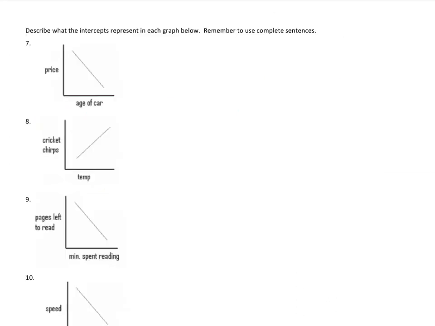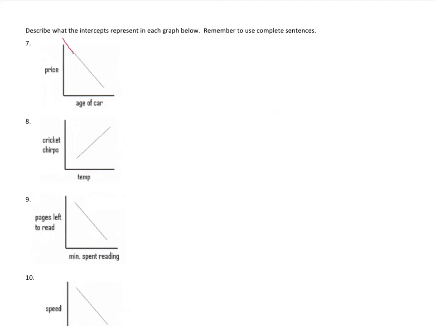Okay, the last part of these notes is describe what the intercepts represent in each graph below, and remember to use complete sentences. I'm going to do number 7 with you, and then I want you to do 8, 9, and 10 on your own, and I'm going to ask that you fill in some of those answers on the whisk form that you fill out when you're done watching this video. So in this first problem, number 7, we need to describe what the intercepts are. So the intercepts are the y-intercept and the x-intercept.